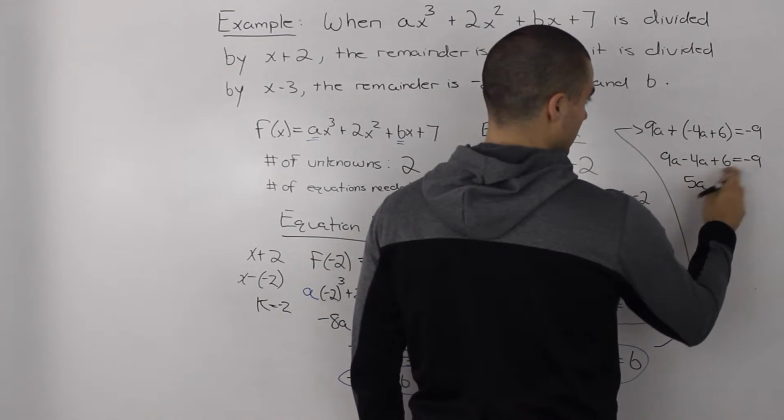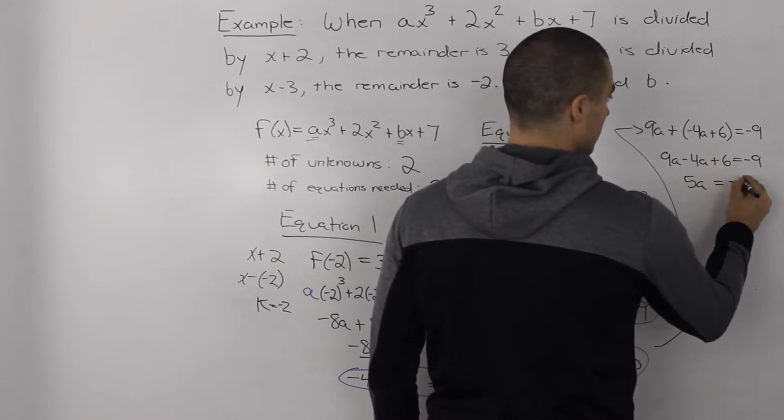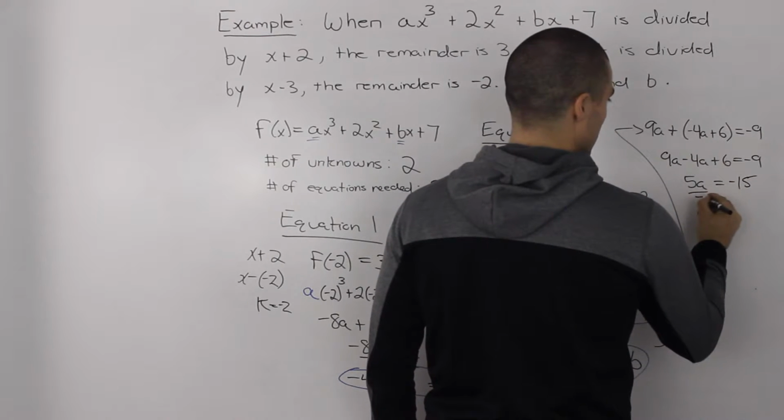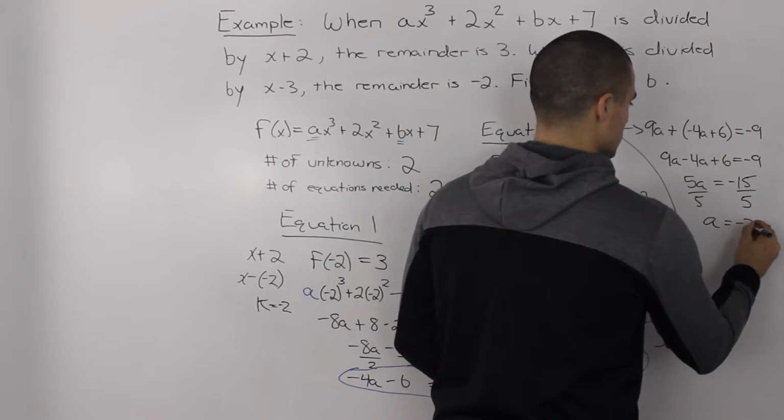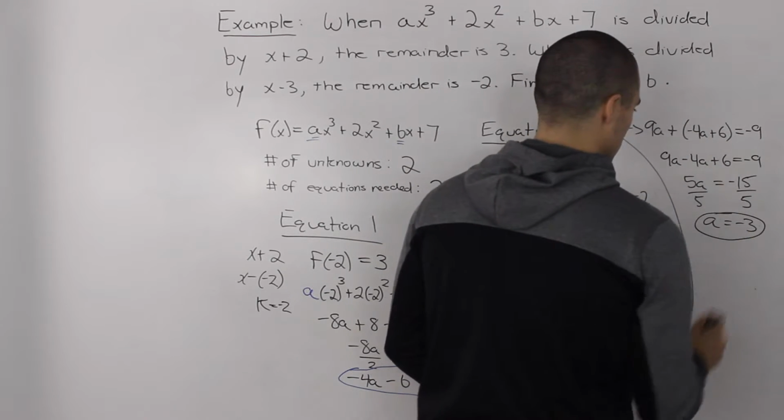Bring the 6 over. Negative 9 minus 6 is negative 15. So divide both sides by 5. So a is equal to negative 3.